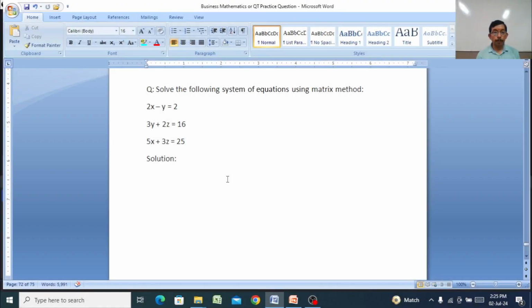Next question. Solve this equation by the matrix method. First we note down the equation. Given equation is... First we note down the equation.